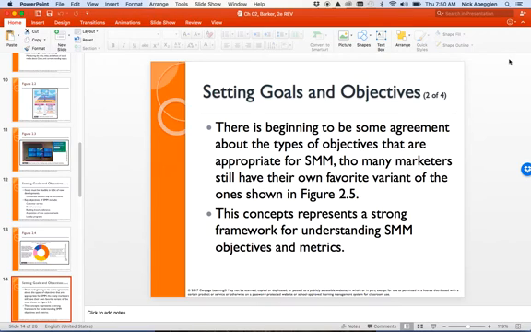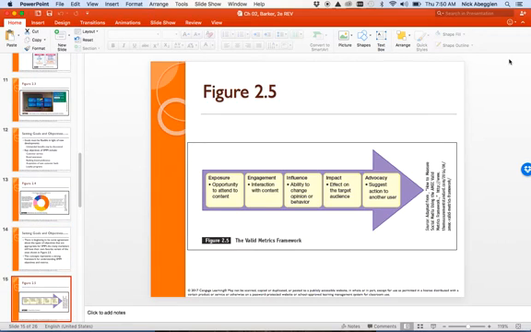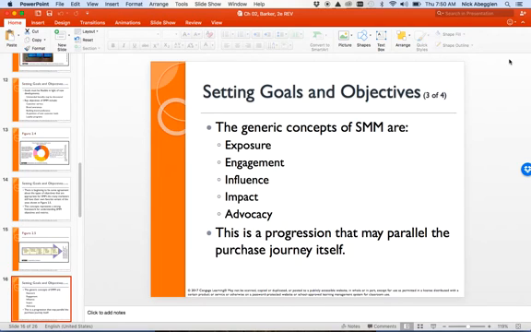And then some of the more detailed or more specific objectives, which here's the graphic for it: exposure, engagement, influence, impact, and advocacy. So if we get into this, we talk a little bit more about exposure. Exposure is the opportunity to see or hear a piece of content in any channel.